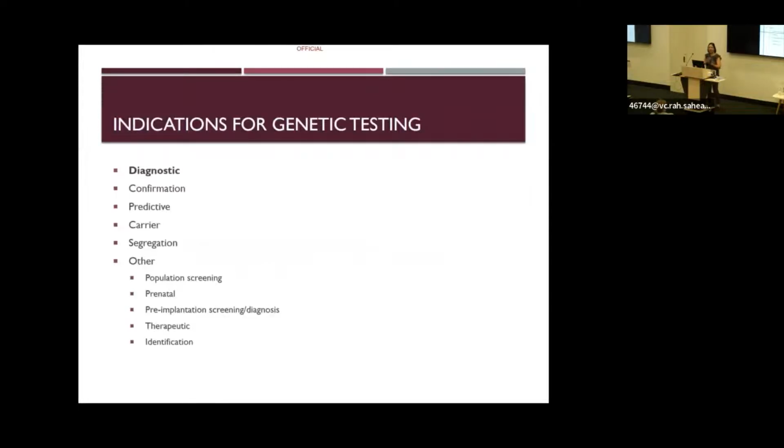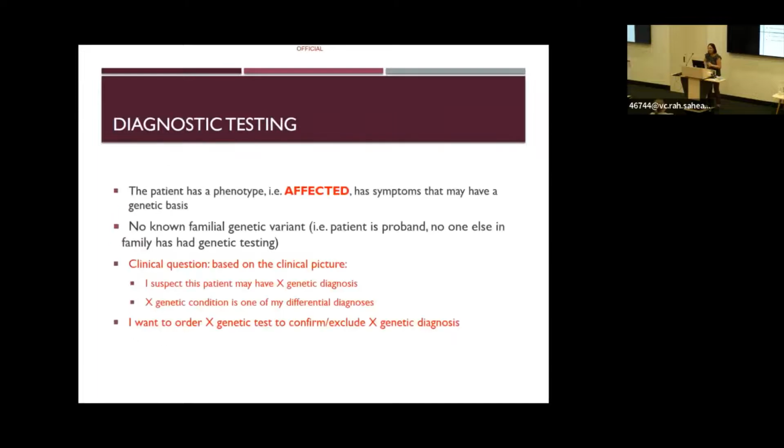All right, so let's start talking about the indications for genetic testing. We'll start with diagnostic. So very similar to any other kind of diagnostic testing. The patient's got a phenotype, they're affected. They've got some kind of signs or symptoms and you're like, oh, I reckon this is genetic. And so in this case, the patient is the proband. No one else in the family has had genetic testing or a genetic diagnosis before. So very similar based on this clinical picture and the patient in front of me, I'm thinking that I want to order this genetic test to exclude or confirm this genetic diagnosis.